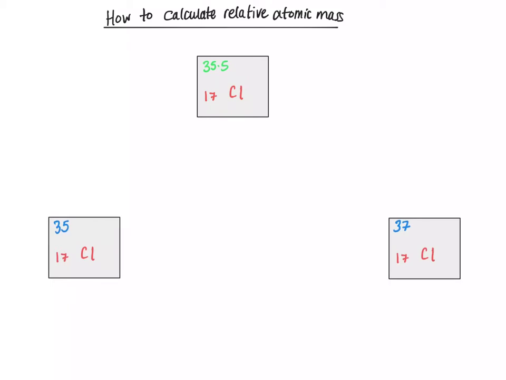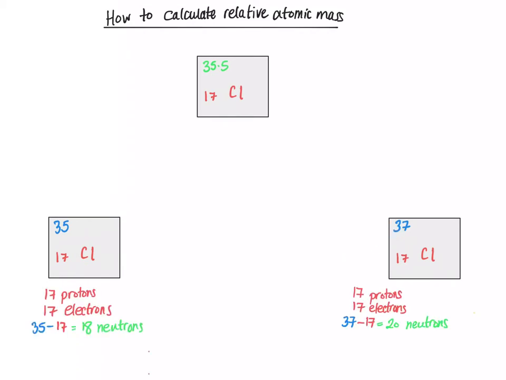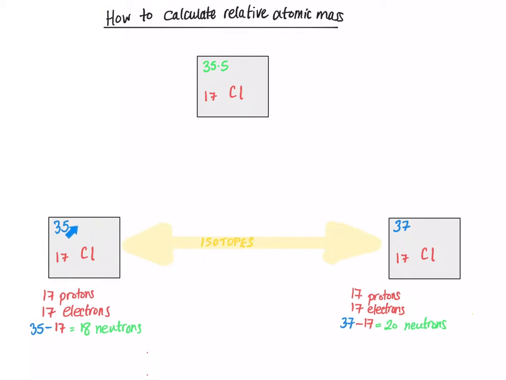So the answer is, there are two versions of chlorine. There's chlorine 35 and there's chlorine 37. And chlorine 35 and chlorine 37 are isotopes of each other. They have the same number of protons, 17 and 17, but they have different numbers of neutrons. So in the case of chlorine 35, there are 18 neutrons. In the case of chlorine 37, there are 37 minus 17, top number minus bottom number, which gives you 20 neutrons.